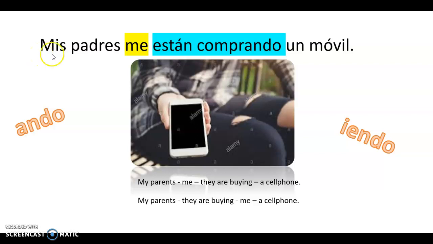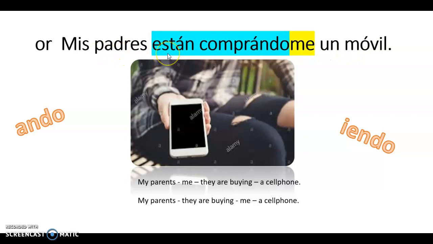So they are buying me, mis padres me están comprando un móvil, or están comprándome un móvil. Notice you have to put an accent mark on the A when you attach it to the gerund to keep the same stress, comprándome.